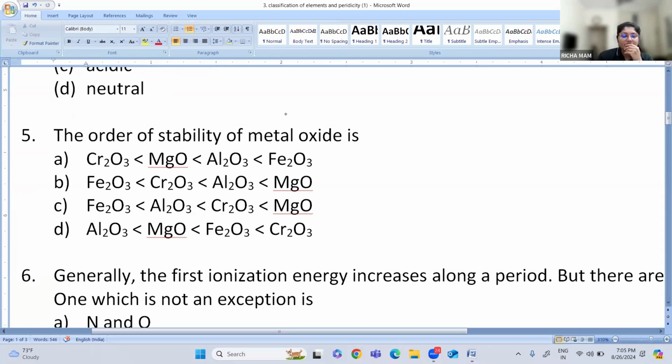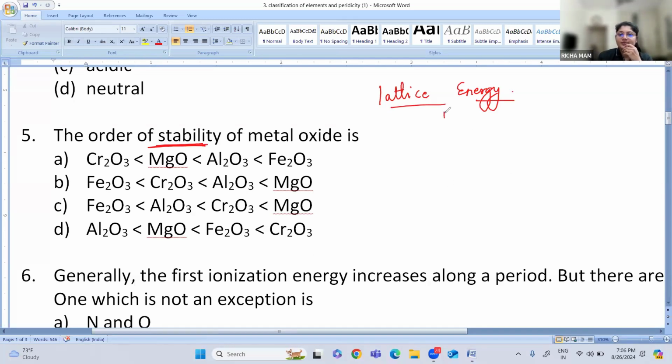Now here, whenever we are talking about the stability of any metal oxide, the stability is directly related to the lattice energy. And what is lattice energy, students? Anybody know what is lattice energy? Did you hear about this word, lattice energy?